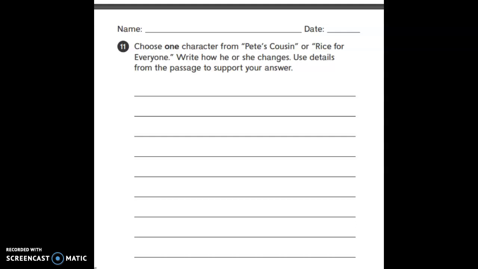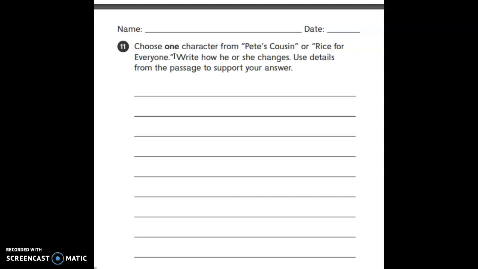So there are three things you need to do. The first thing is to choose one character from Pete's Cousin or Rice for Everyone. So do that first. If you need to hear the stories again, you can go back to the first two recordings or you can look at your own papers. So the first thing is to pick a character. Okay, once you have your character, remember, it doesn't matter which story.